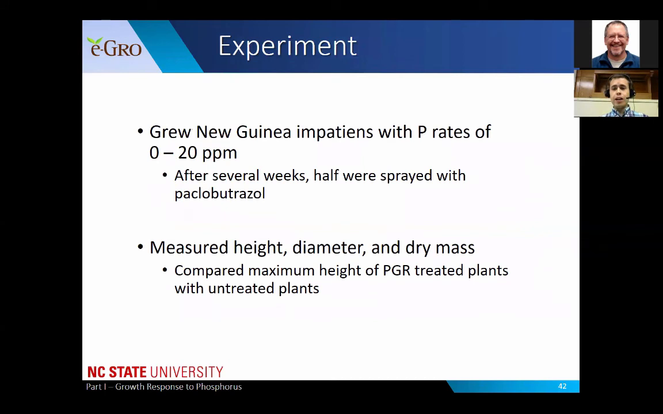So to test this, we grew New Guinea impatiens plants with phosphorus rates ranging again from 0 to 20 parts per million. After several weeks, half of the plants were sprayed with paclobutrazol, while the other half remained untreated and were only receiving the different phosphorus rates. At the end of the experiment, we measured the height, diameter, and dry mass of these plants, and then we compared the maximum height of PGR-treated plants with the maximum height of untreated plants.